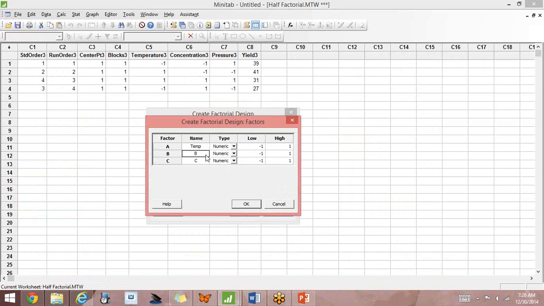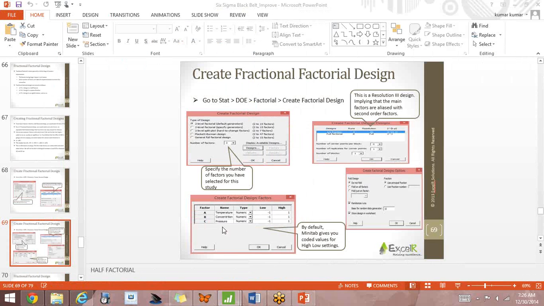Then we have concentration. Concentration is also numeric, -1 and +1. -1 is low, +1 is high. Then we have pressure. Pressure is also numeric, -1 is low, +1 is high. It's given as 1 and -1 anyways. So this part is also done.